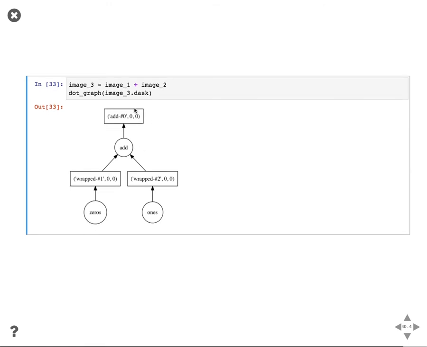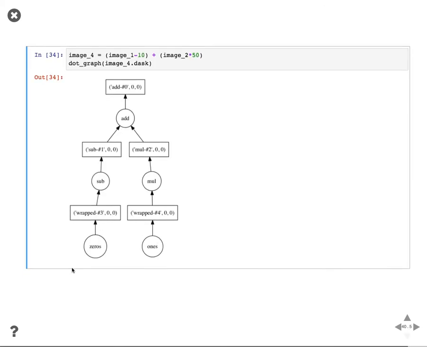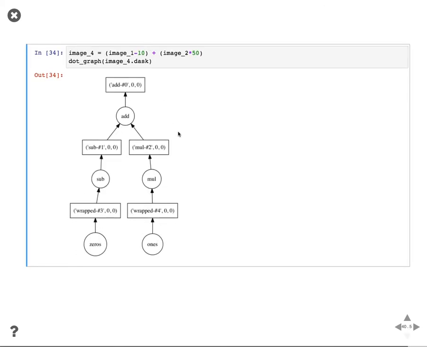But now, let's say you want to add the images together. So you want to go image 1 plus image 2 is image 3. And here you can now see that you're able to create a graph. What you've done here is you actually haven't added any data together. You've created a representation of what this adding looks like when it happens. Now you can make it more complicated, so you can subtract 10 from one image, multiply another image by 50, and then you just make that graph bigger.